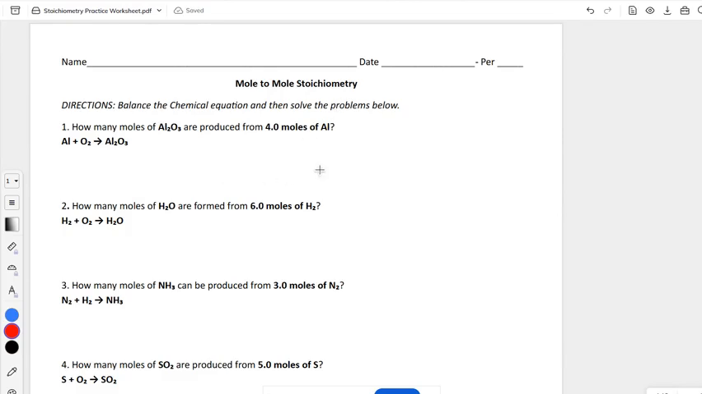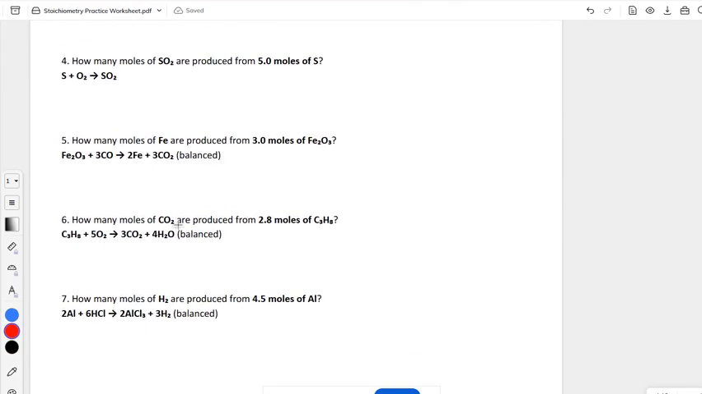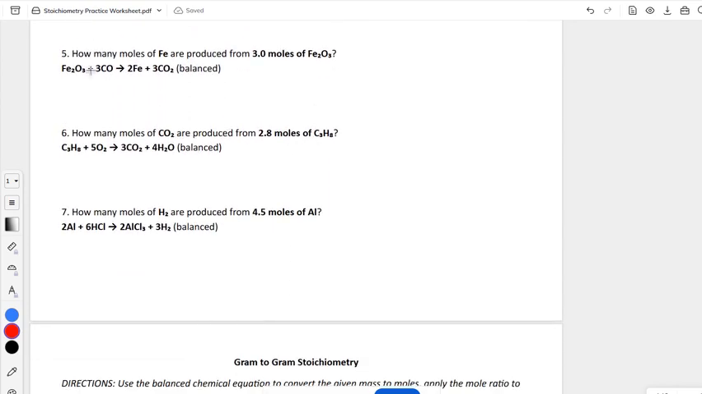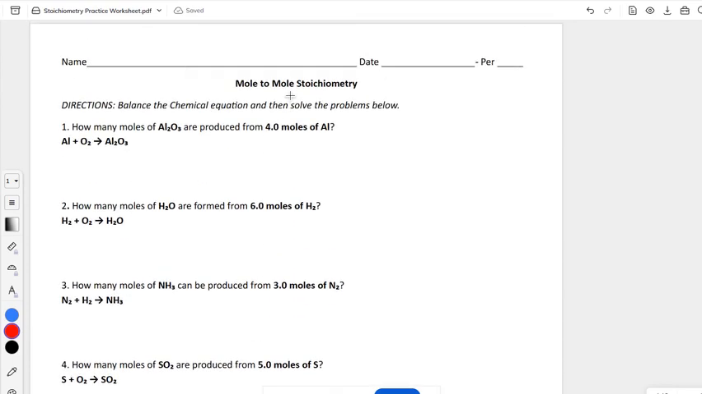All right, so I'm going to go over one of each, not all of these. In class I'll go over as many as you want. I'm just making this video for maybe somebody who's at home sick but doesn't want to fall behind. You can see in 5, 6, and 7 it says balanced because these equations are already balanced. The first 4 are not. I've noticed we had trouble balancing equations, so I'm going to start with balancing the equation.